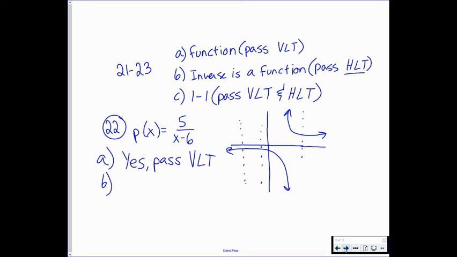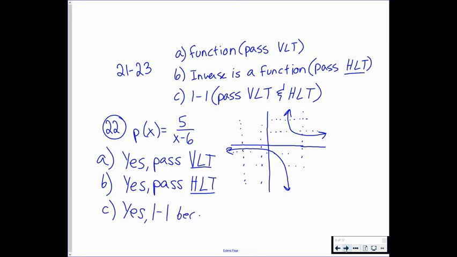The inverse is also a function because it passes the horizontal line test. Right? I can draw horizontal lines through the graph and it crosses once. Yes, because it passes the horizontal line test. Because this function passes both tests, it is one-to-one, because it passes the vertical line test and the horizontal line test.